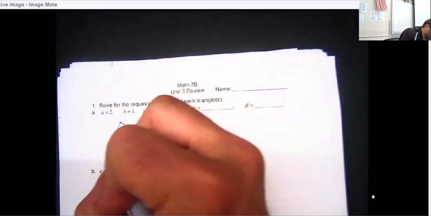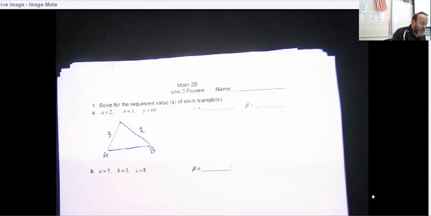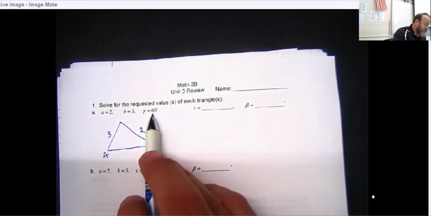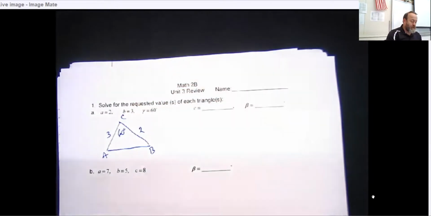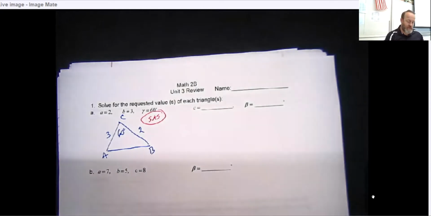So the first thing I'm going to do is I'm just going to draw a random triangle. I'm going to call this a, which makes 2 right here. I'm going to make this side b, which is going to make this little guy 3. This is the symbol gamma, which is a fancy way of saying C, or 60 degrees. Now, what you'll notice, I hope at least, is that you're looking at an SAS triangle. And as I mentioned a moment ago, that's going to use the law of cosines.